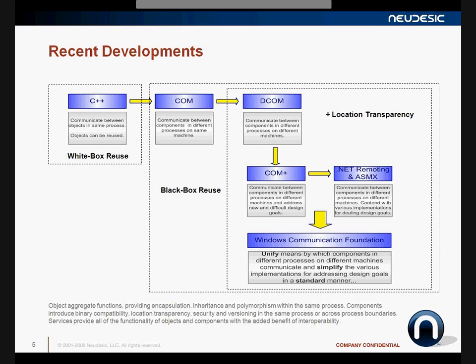And then, not too recently, we had .NET Remoting and ASP.NET Web Services, which continue to build upon the concepts of black box reuse and location transparency, allowing us to communicate between components in different processes on different machines and contend with the same implementation features that are required in the COM Plus world.